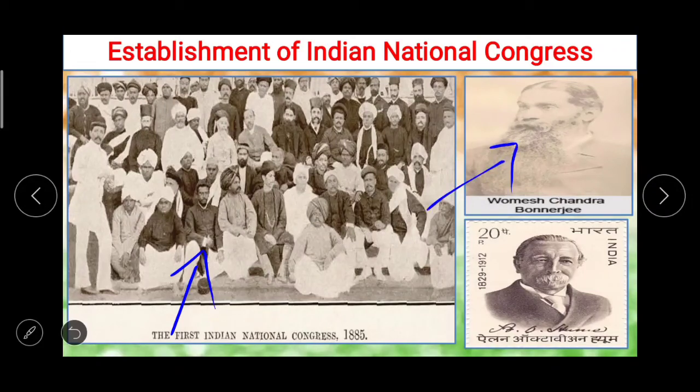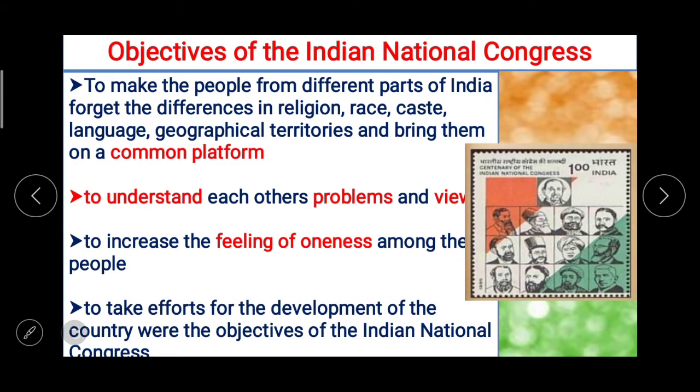Umesh Chandra Banerjee and Alan Octavian Hume. Objectives of the Indian National Congress: to make the people from different parts of India forget the differences. Differences in what? In religion, in race, in caste, in language, in geographical territories, and bring them on a common platform, that is of India.